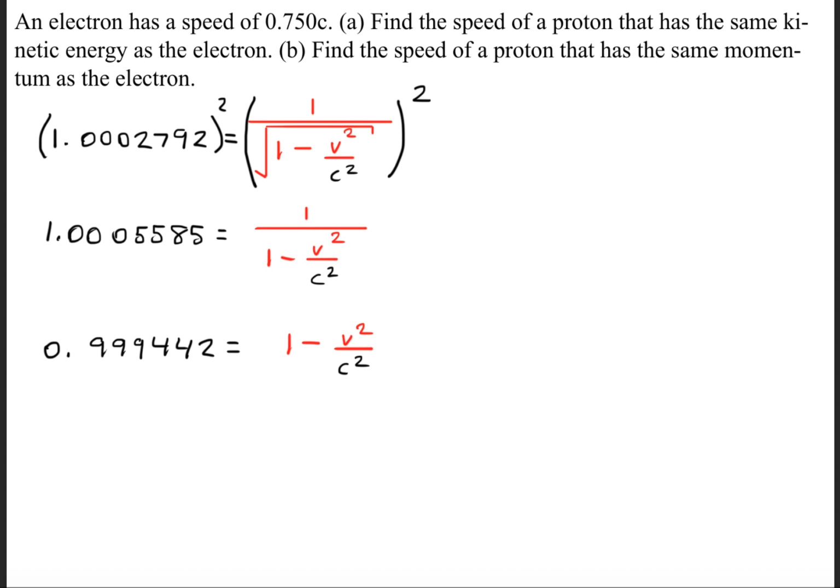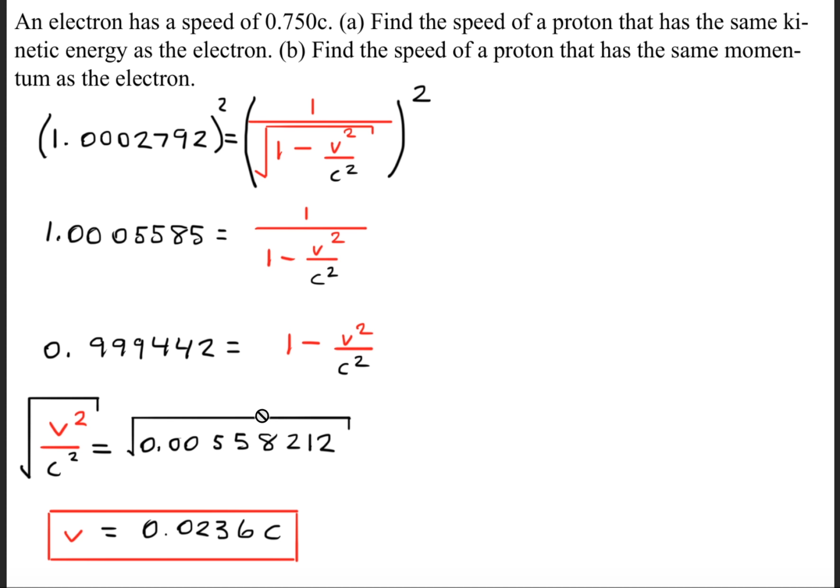The next thing I did was invert everything, or you could cross multiply and divide, but I found it easier just to invert both of these right here. Afterwards, I moved the 1 over to the other side. You just have to rearrange this equation so that you isolate the v squared divided by the c squared. Next, I took the square root on both sides and I cross multiplied, and that gives me a velocity of 0.0236 times the speed of light.